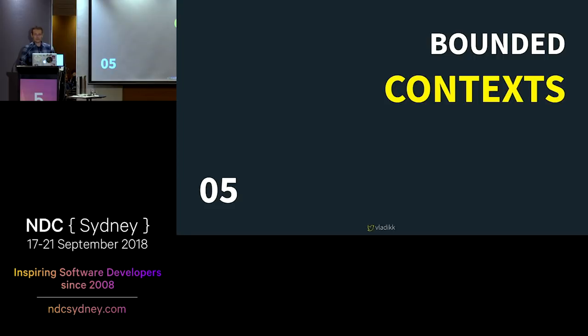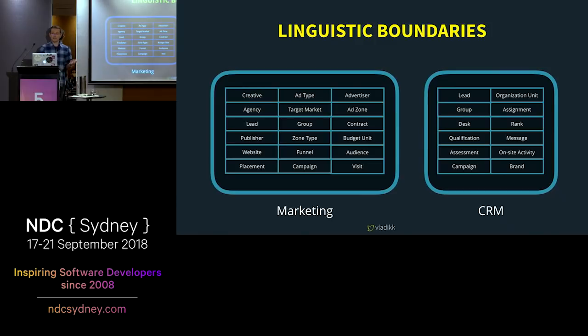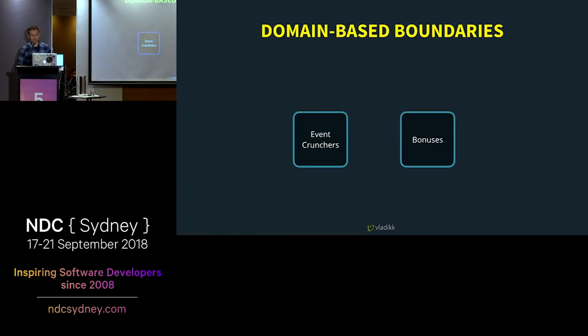And finally, let's talk about bounded contexts. At Internovus, we've tried quite a few strategies for decomposing a system into bounded contexts. First, we tried linguistic boundaries. We split our initial monolith into marketing and CRM contexts to protect our ubiquitous language. Next, we've tried domain-based boundaries. And most of our business domains were implemented in their own bounded contexts, for example, crunchers and bonuses.